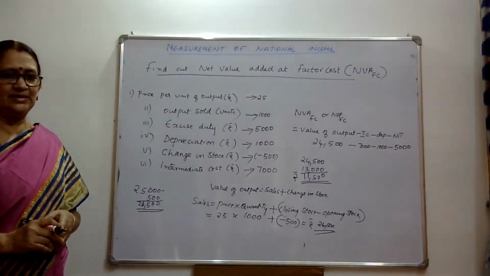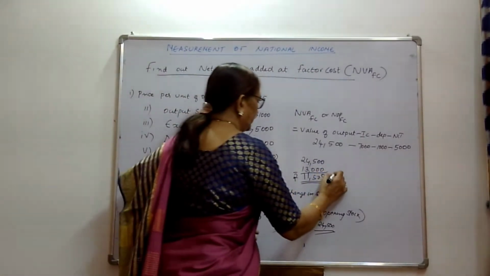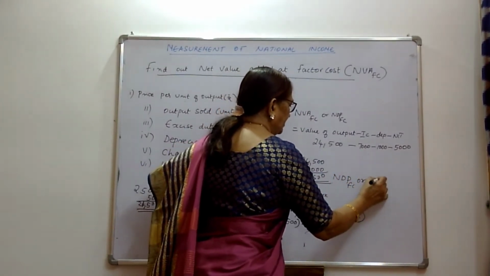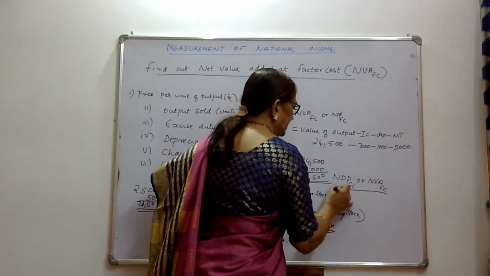₹11,500. That is NDP at market, and NDP at factor cost, or net value added at factor cost, or domestic income.